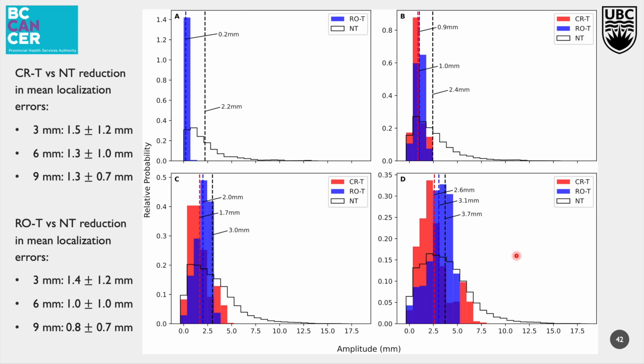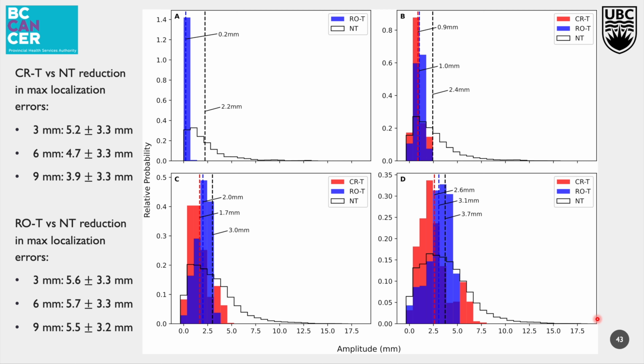So with the exception of one cardiorespiratory trace in the ROT group, both models consistently reduced mean localization errors as compared to no tracking. And comparing the two models, these reductions were slightly larger for the CRT group, but the error bars overlap for the two, so we can't definitively say that one model was necessarily better than the other, but they both did improve compared to no tracking.